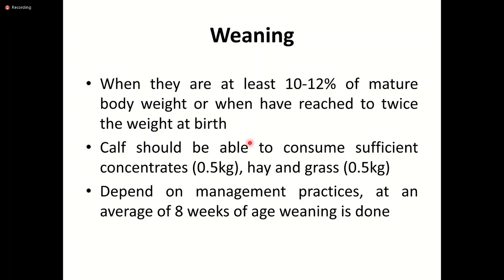Some people count like this: if the calf weighs 40 kilograms at birth, right, they wait until it reaches 80 kilograms, then wean it, without looking at any other factor. They only think, okay, we are waiting until they reach a body weight which is twice the size or weight of their birth weight. So that's one way, right?